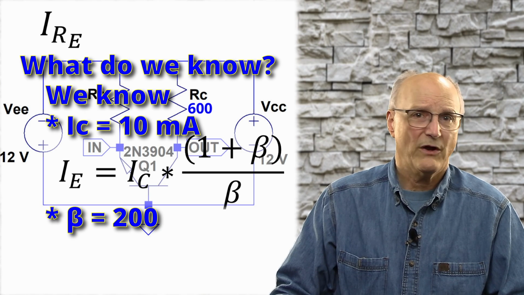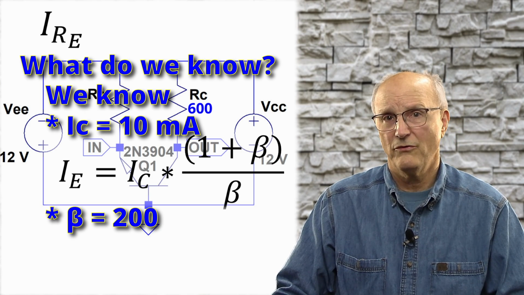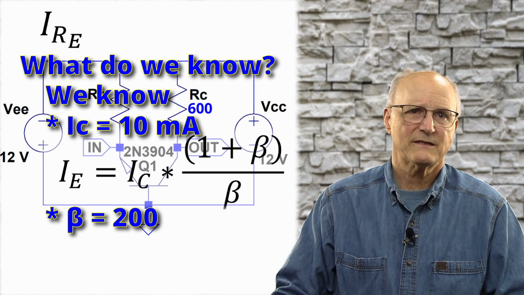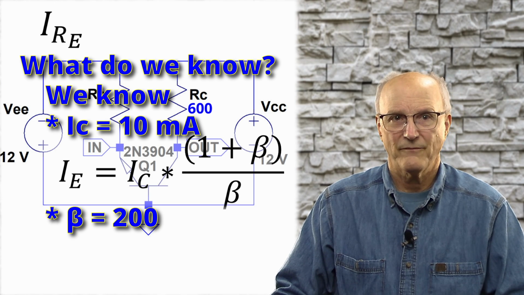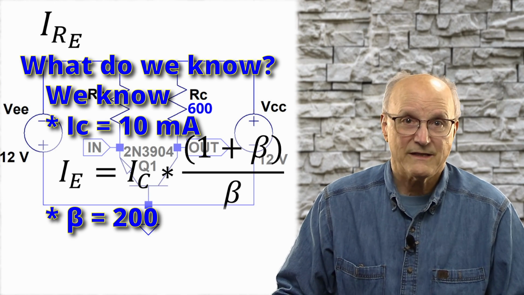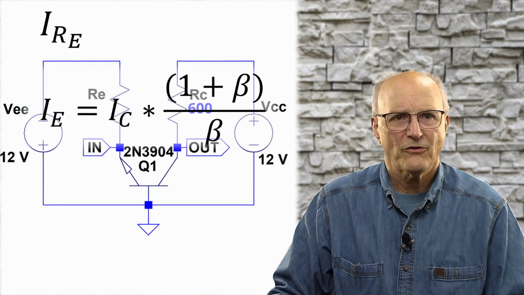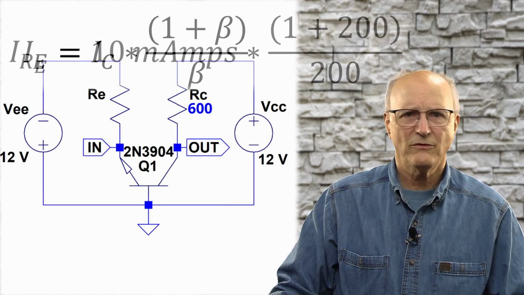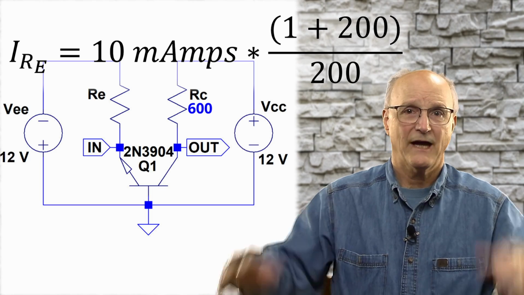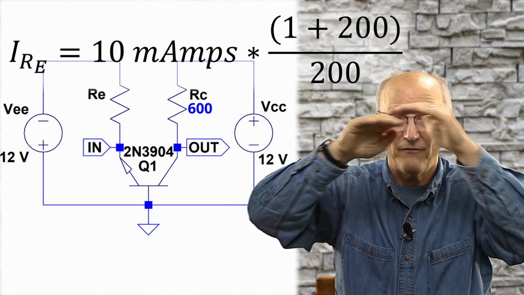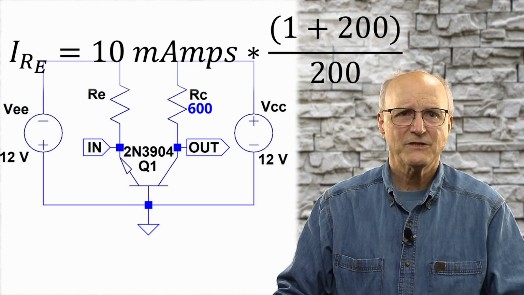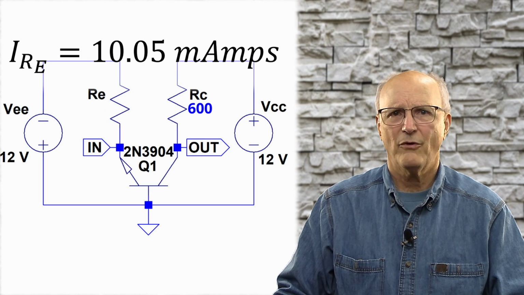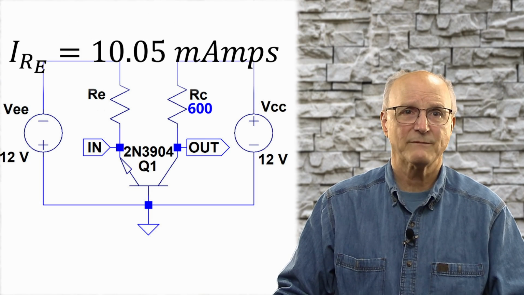And in this case, we also know that the current through the emitter resistor is the same as the emitter current. Well, knowing all these things, we get the current through the emitter resistor is equal to 10 milliamps times 1 plus 200 divided by 200. This yields a current of 10.05 milliamps.